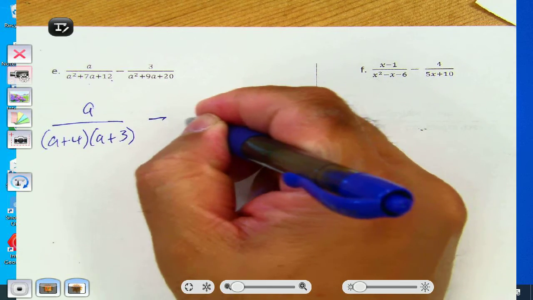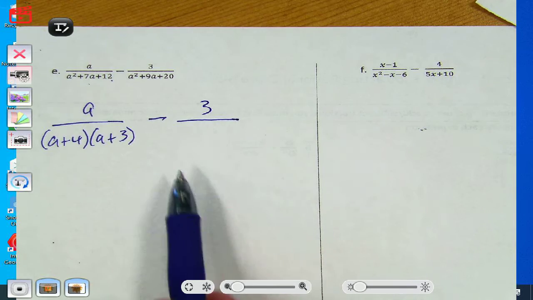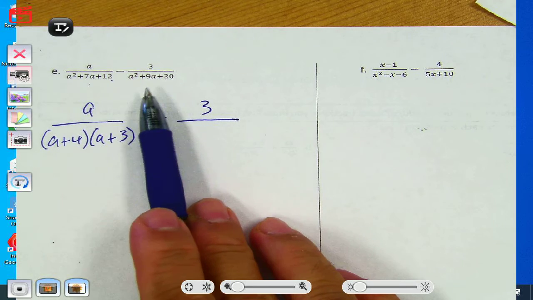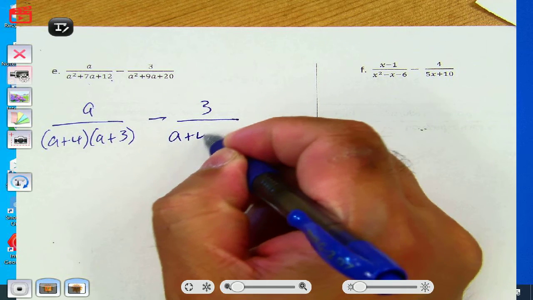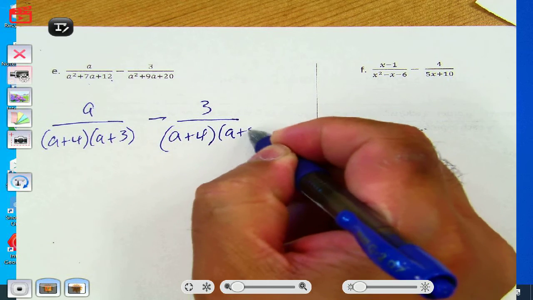Alright, now we'll factor the second fraction. What are the factors of 20 that combine to make 9? 4 and 5. A plus 4, a plus 5.